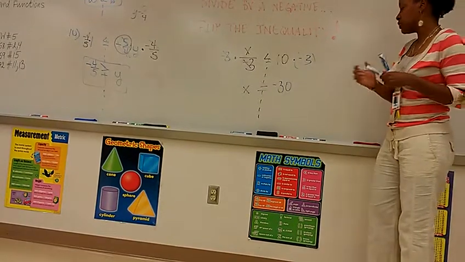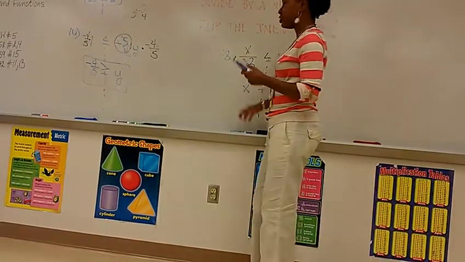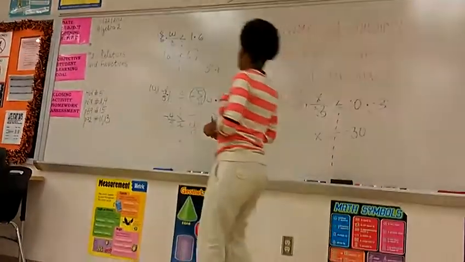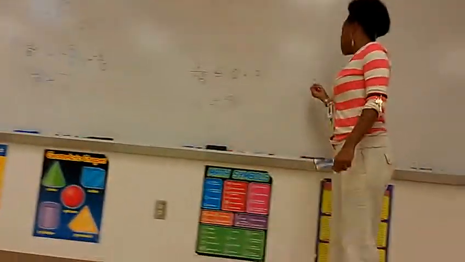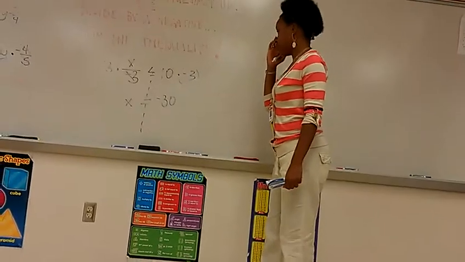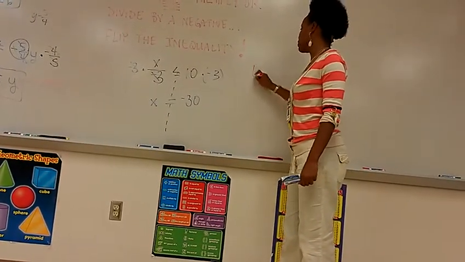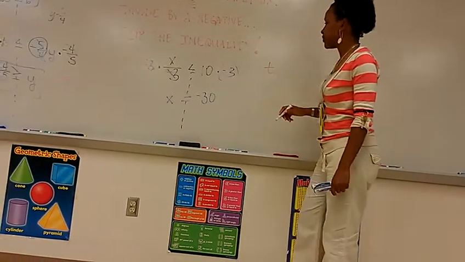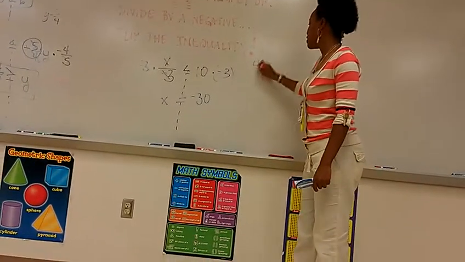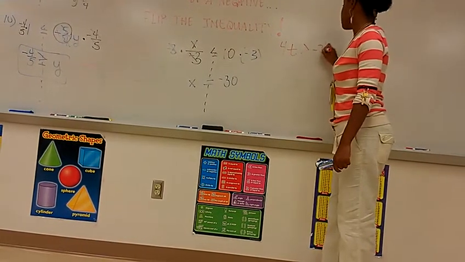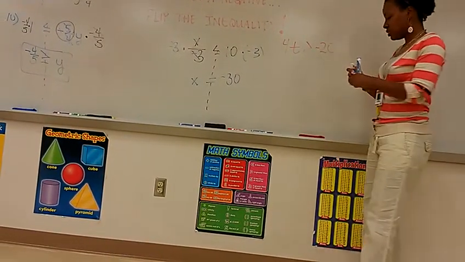Okay, one more. I'm going to trick you with this one. Now, if I tell you I'm going to trick you, I still trick you. That's the problem. T for trick. 4t is greater than negative 20. What do I do to solve it?